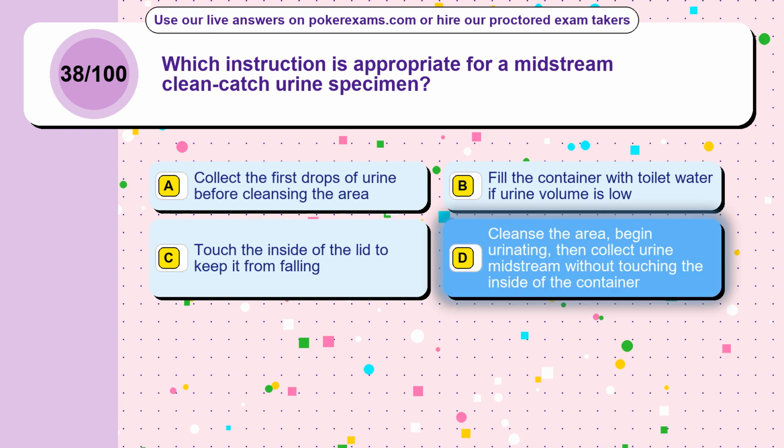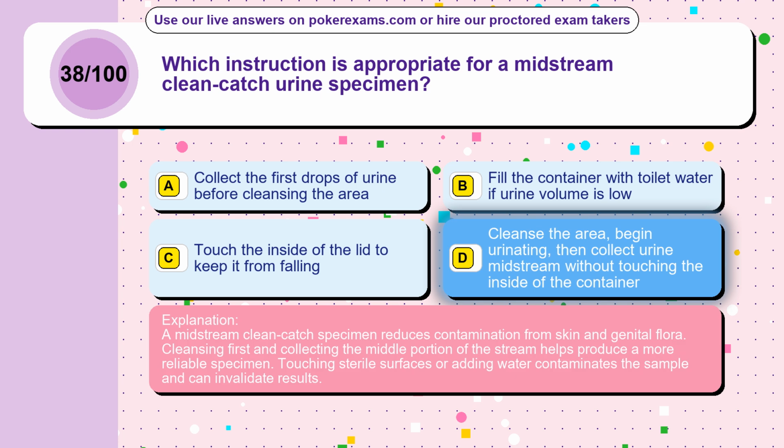The correct answer is option D. Cleanse the area, begin urinating, then collect urine midstream without touching the inside of the container. A midstream clean catch specimen reduces contamination from skin and genital flora. Cleansing first and collecting the middle portion of the stream helps produce a more reliable specimen. Touching sterile surfaces or adding water contaminates the sample and can invalidate results.